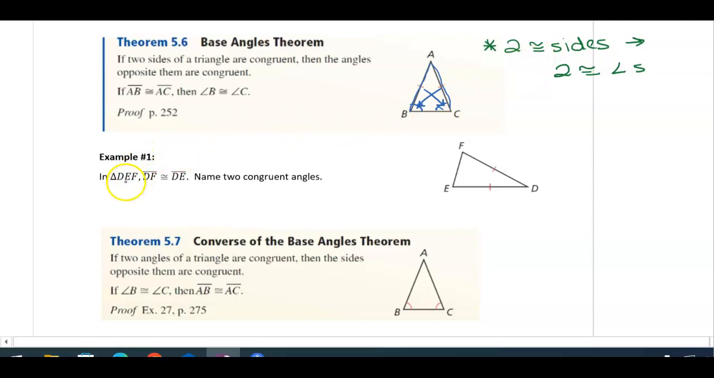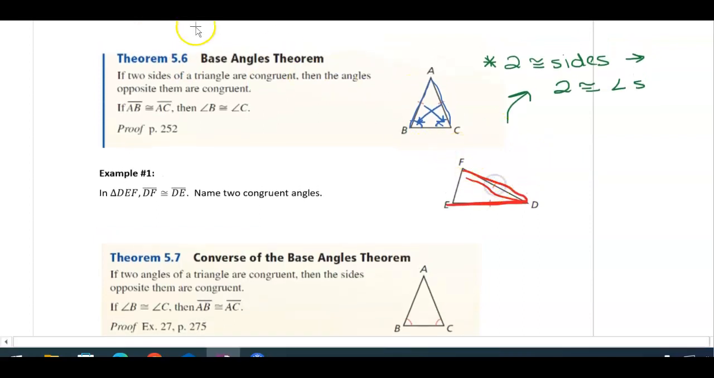If I look at example 1, it says in triangle DEF, I'm told that DF is congruent to DE. So these two sides are congruent. Because I have two congruent sides, I'm going to have two congruent angles, and they are the angles opposite the sides that I know are congruent. That would be this angle here and this angle here. So I could say that angle F is congruent to angle E.